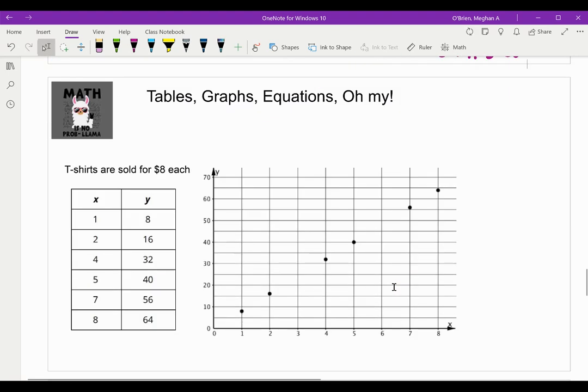Tables, graphs, equations, oh my. So some of you are wondering, what do these tables look like in graphs? Well, here's an example we looked at last week. T-shirts are sold for $8 each. And so you can see the table. It's proportional because it's multiplying by 8, right? The constant is 8. Throughout, you can check that by dividing y by x and you get 8. And then how it shows up on the graph, just like the unit rate does right there in purple, is where that constant is represented.